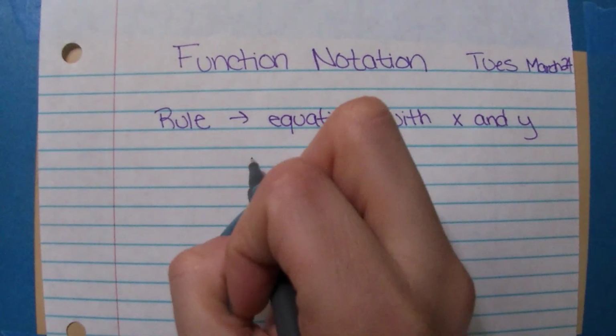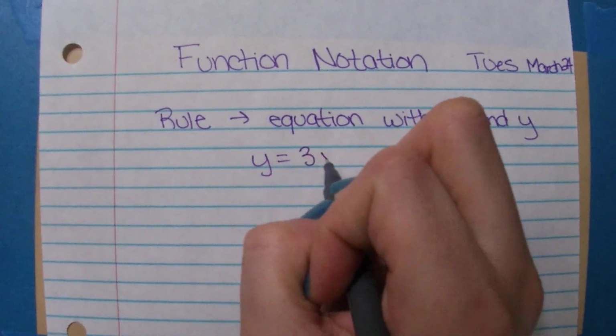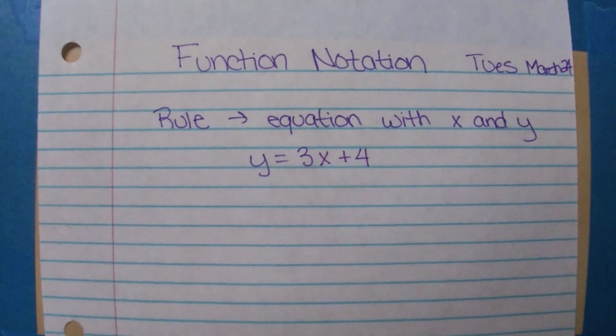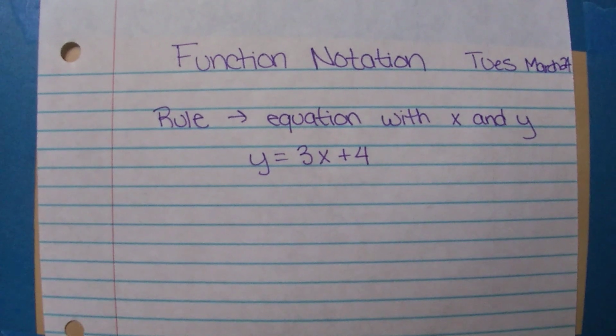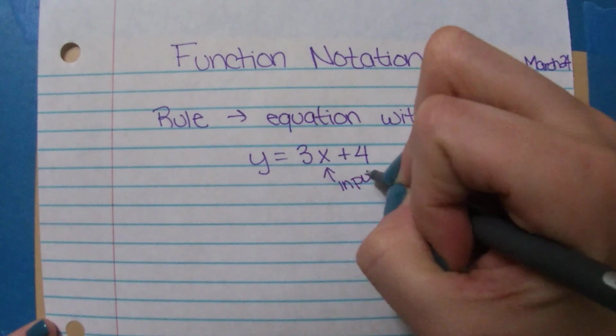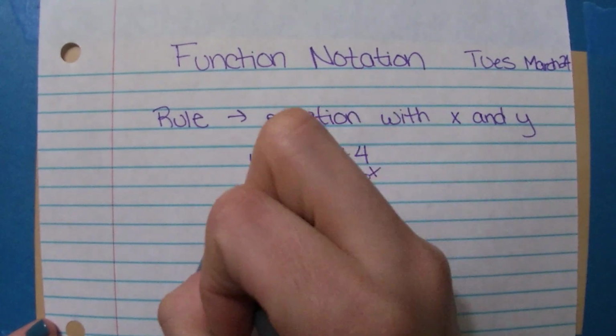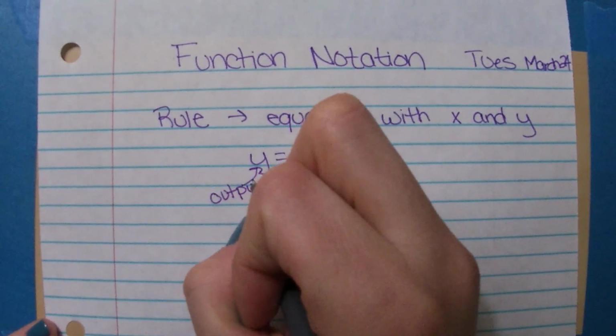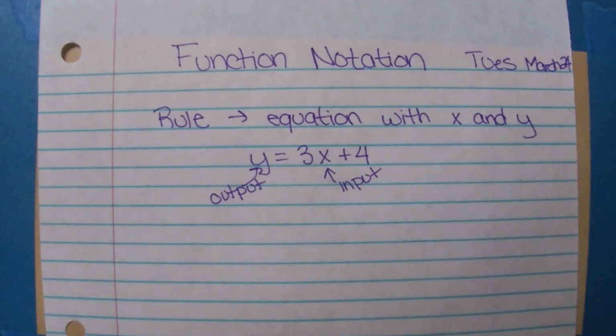So maybe we have a function rule that says y equals 3x plus 4. Okay, and in a function rule, we already know that our x value is functioning as the domain, right? We talked about that last week. But the x is also going to function as our input. And our y value is going to function as our output.